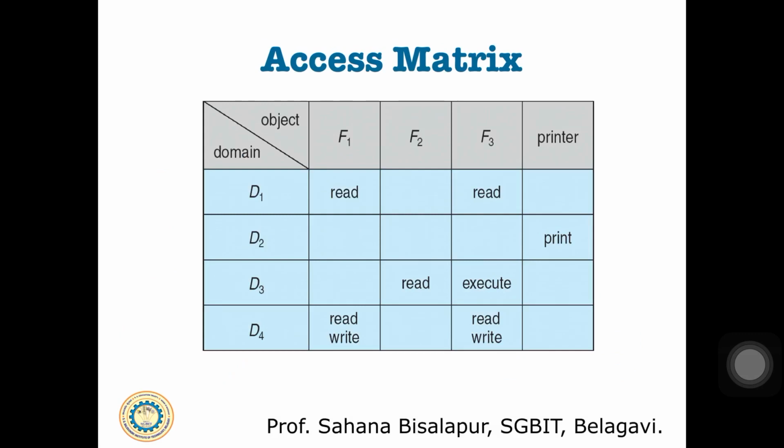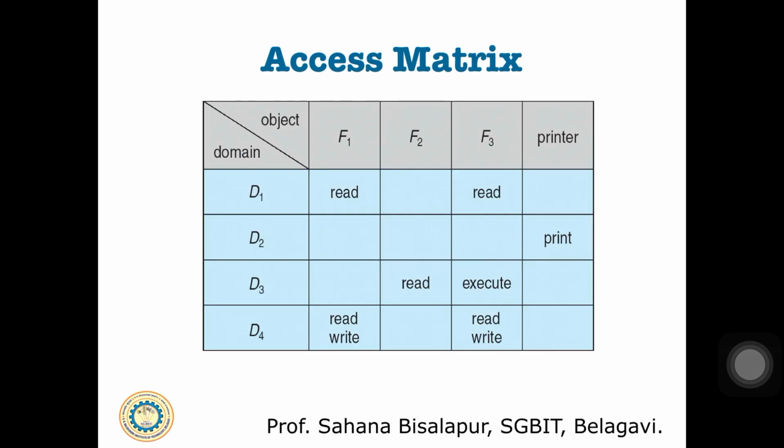A process executing in domain D1 can read files F1 and F3. Here we have mentioned in the matrix the access rights a process has in domain D1 for file F1 and for file F3. The access right given is the read operation.